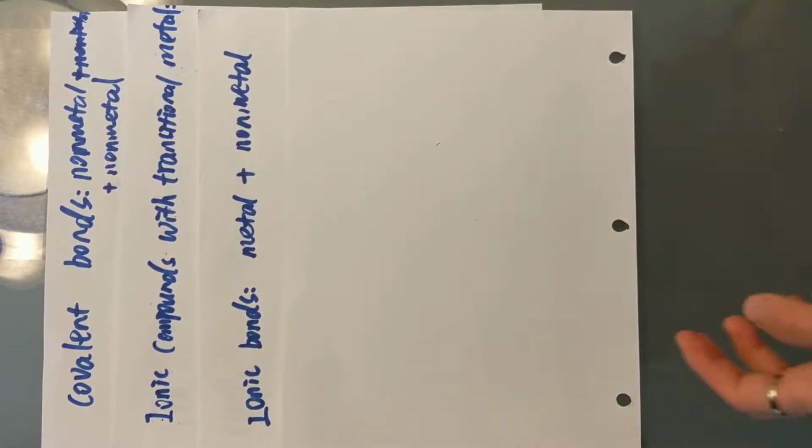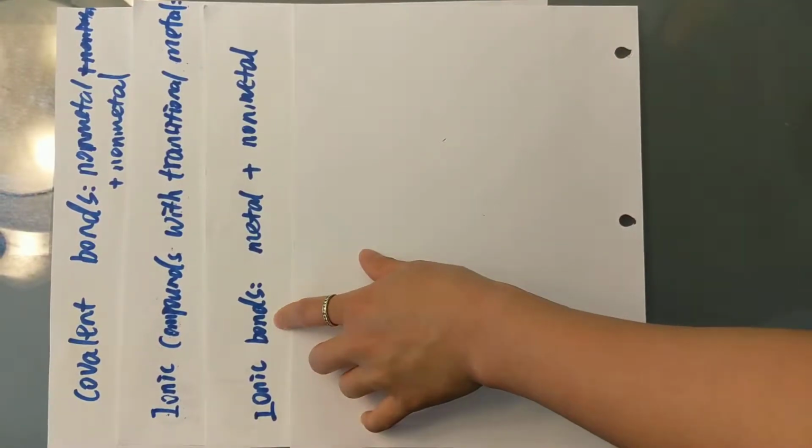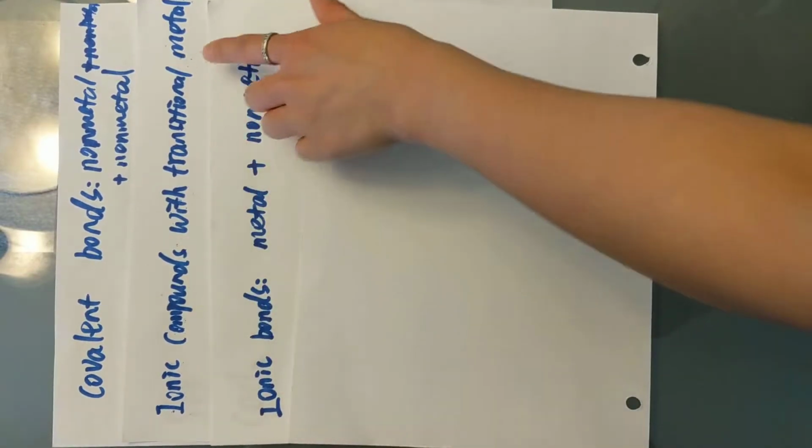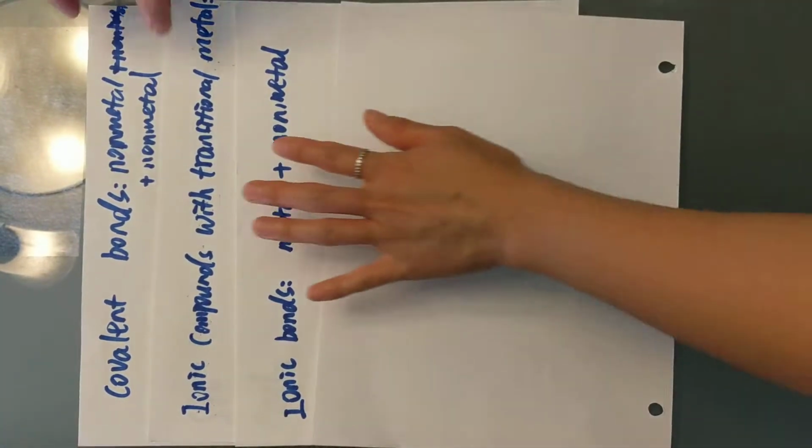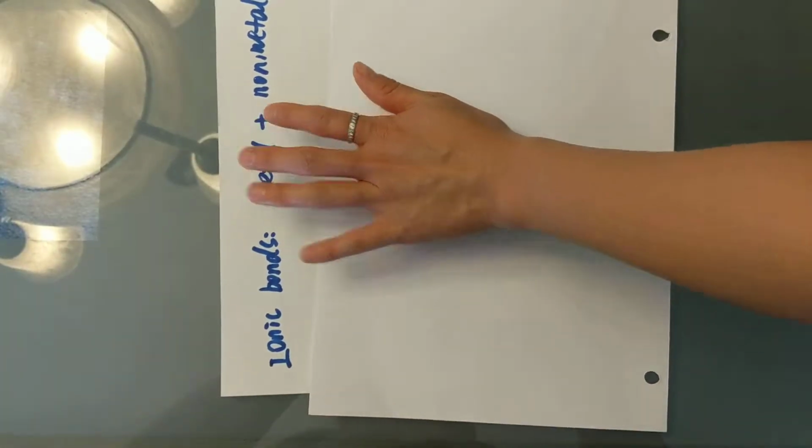Today we are talking about naming molecules from a formula. I will talk about ionic compounds with transition metals, and covalent bonds. So first, we'll talk about ionic bonds.